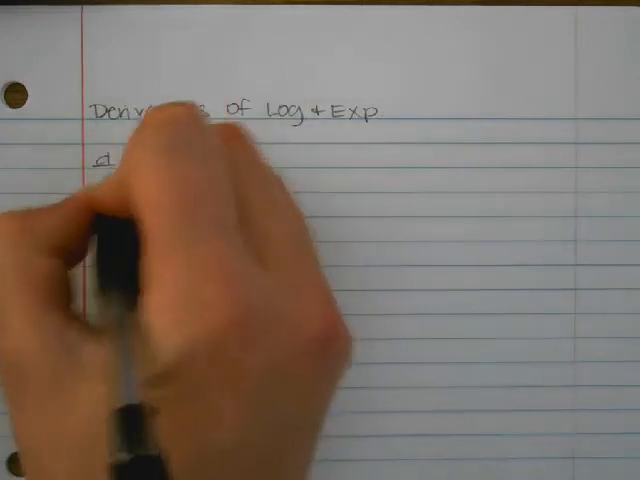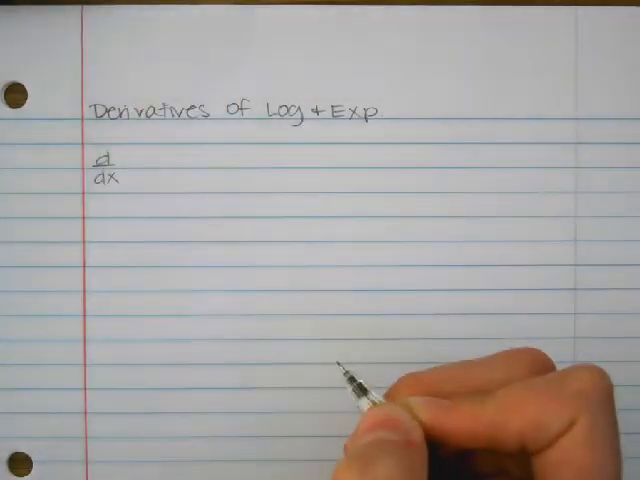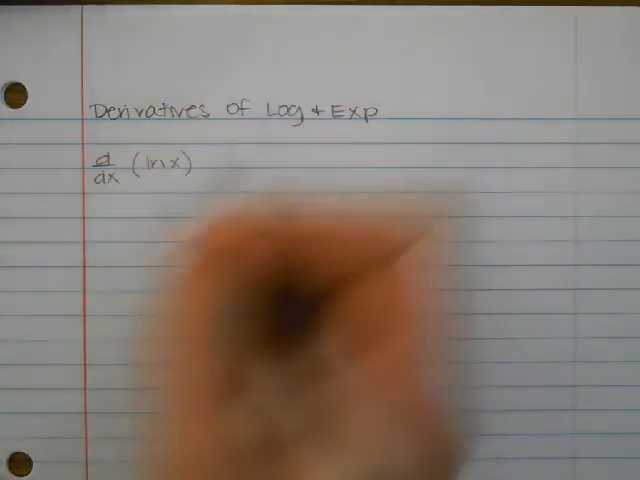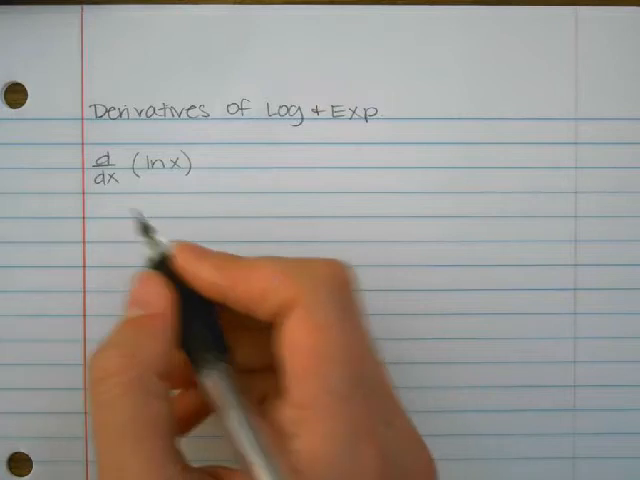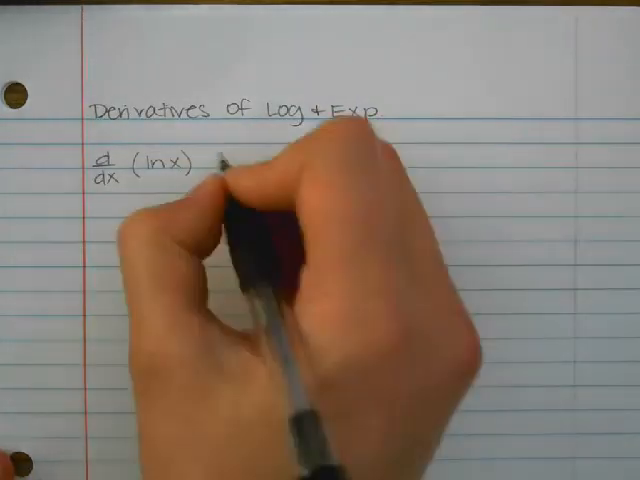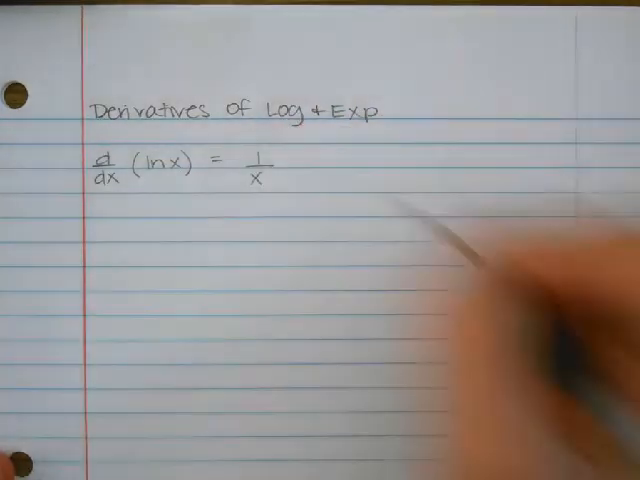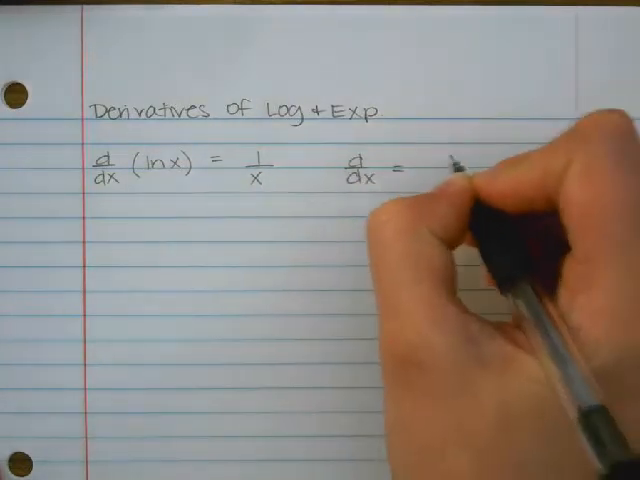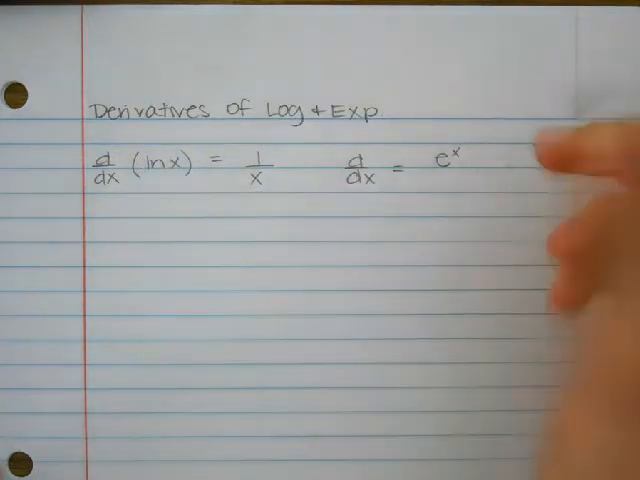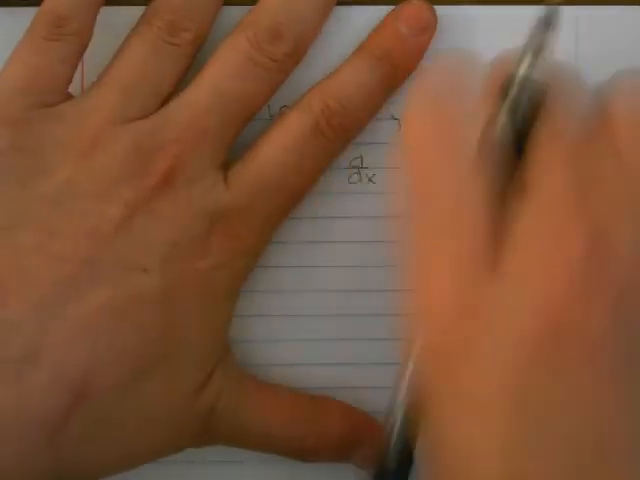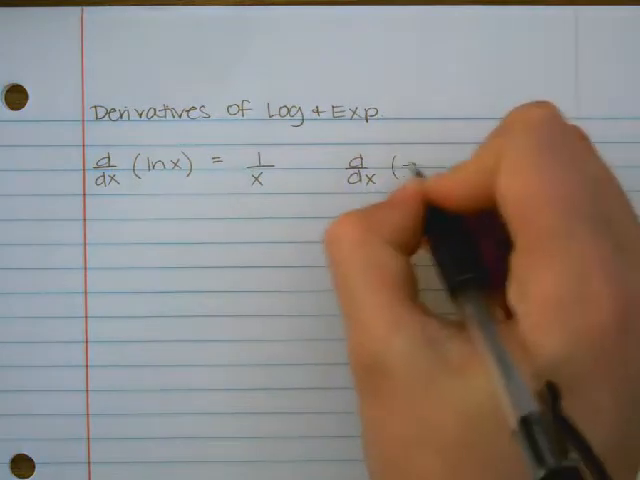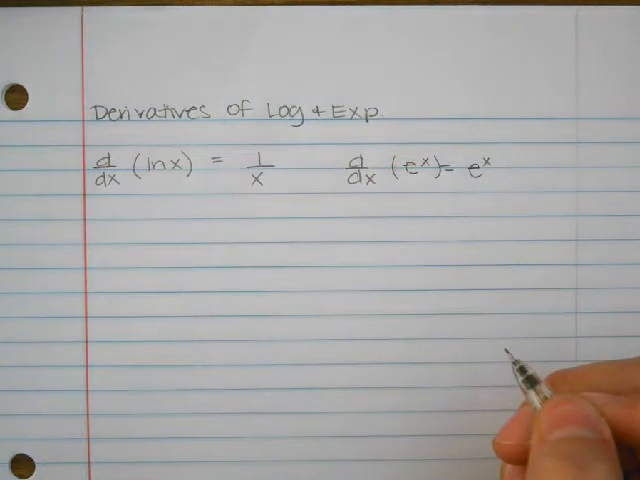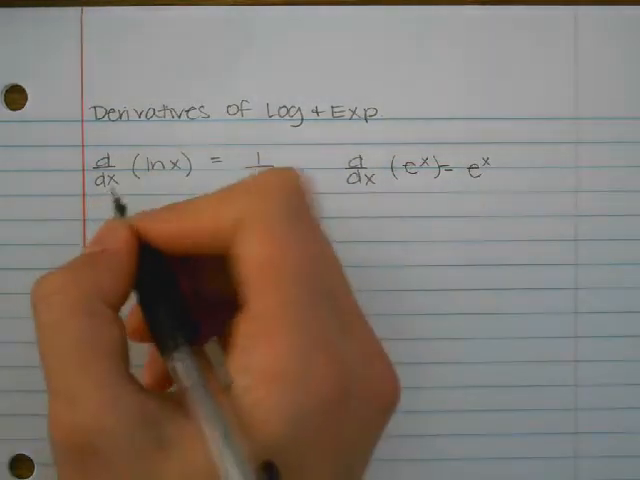And I'm going to use notation that we have not been super familiar with in class. So first we're going to find d dx of ln x. That just means find the derivative of ln x, and that is 1 over x. d dx of e to the x is also e to the x. So the derivative of the original function is just the same thing.